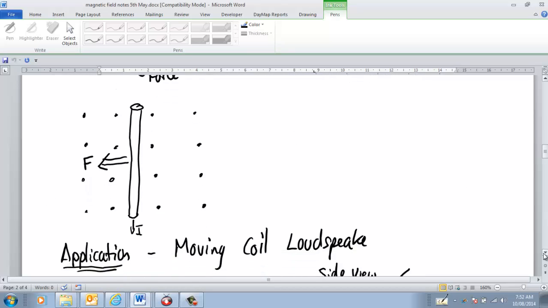The field lines here, little dots, are represented coming out of the page. Your current's going down, right? So therefore that would represent the force going to the left-hand side. So there's some examples there.